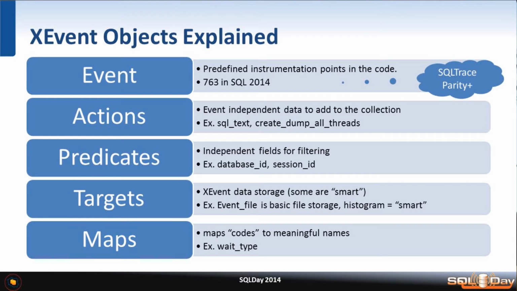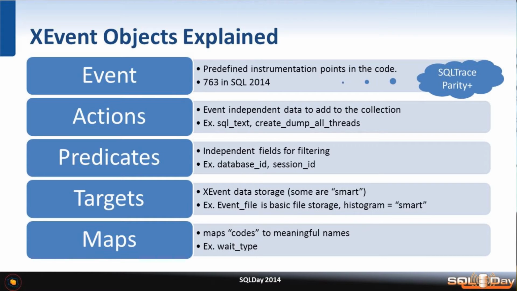Second is something called an action. So if you're using extended events to trace an event and you would like to collect more data that's orthogonal or independent to the event, you would use something called an action. SQL text, as an example: you can have an event for a page split, and then add the SQL text action to figure out what query caused the page split, even though the SQL text data is not part of that event in the code. Create dump all threads is an example of an action where we actually take some action. We will collect an actual mini dump at a given point in time when an event is fired, as opposed to just collecting it in the context of seeing the event data.